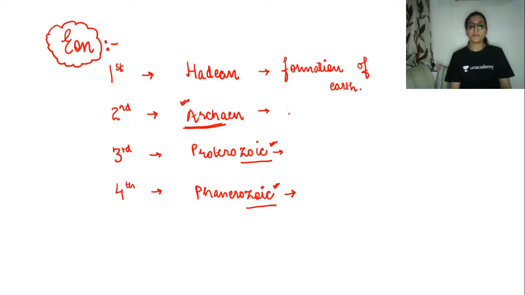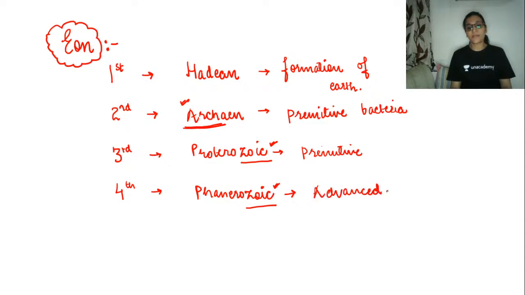Then comes Archean. The name itself is related to archaebacteria, so primitive bacteria came. Then Proterozoic is the primitive life, and Phanerozoic is the advanced life. So this is how the eons are made up.